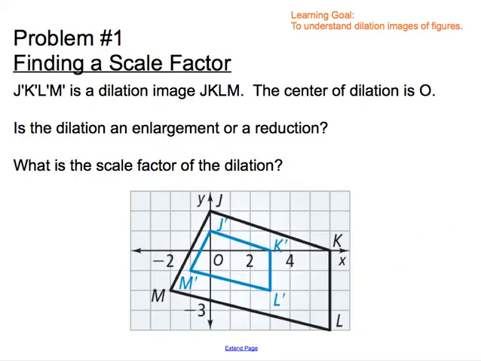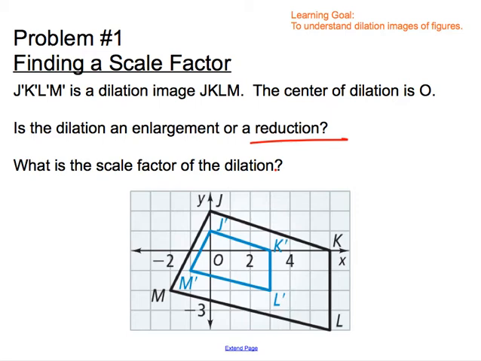So here we have J prime, K prime, L prime, M prime, which is a dilation image of JKLM. The center of this dilation is at the origin. So this time, it seems obvious that the black figure is larger than the blue figure, so this is definitely a reduction. Now that helps us a lot because we know for a fact now that the scale factor of this is going to be between 0 and 1.